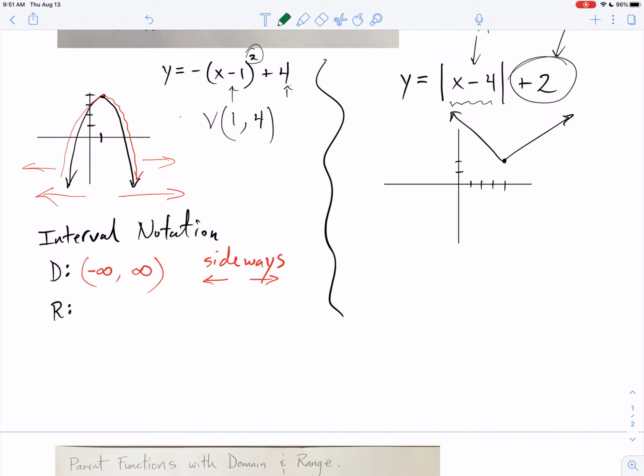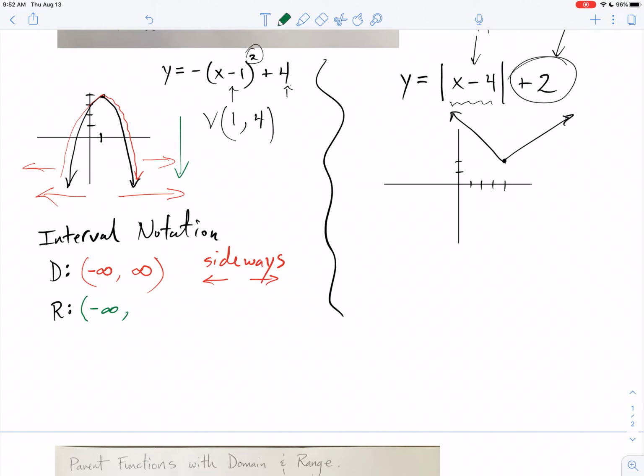So do you see how this graph is going down forever? Remember, range doesn't care about sideways. Range just cares about up and down. So this thing is going down forever, down forever. I'm going to put a parenthesis and say negative infinity. That's telling somebody this graph goes down forever.